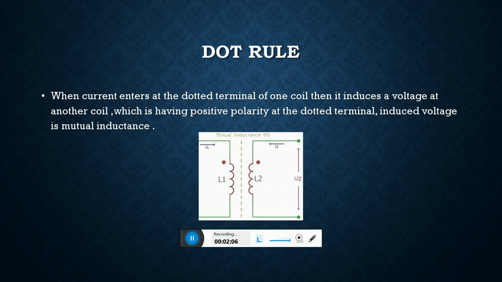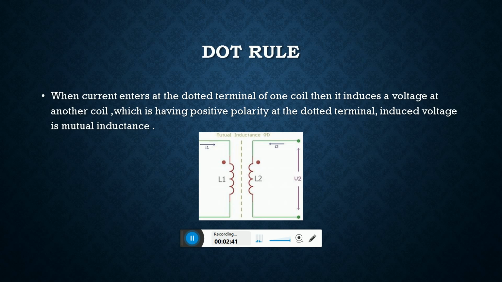Next, the dot rule or dot convention. The dot rule is a technique used to find the voltage polarity in the circuit. Using KVL may not be convenient, but the dot rule is a much easier way. The dot rule has two conditions. When current enters at the dotted terminal of one coil, it induces a voltage at the other coil having positive polarity at the dotted terminal.